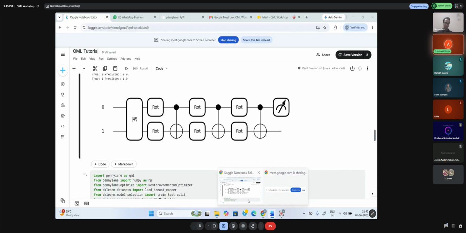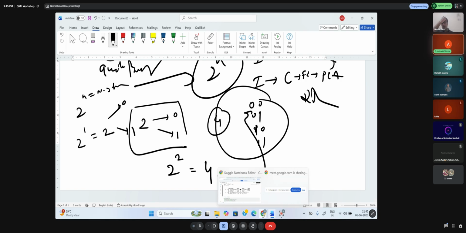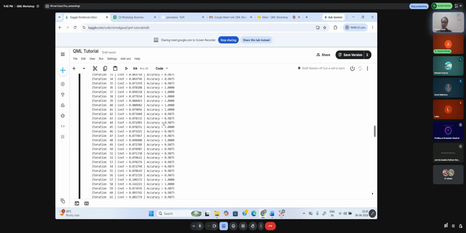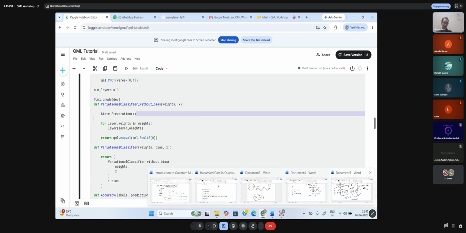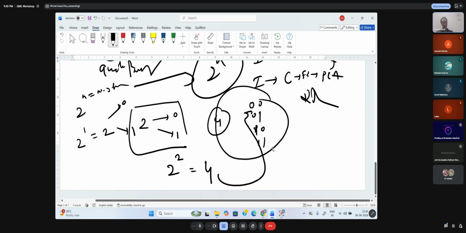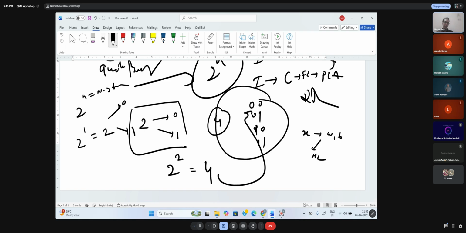Sir, what is the significance of state preparation? State preparation is there before adding layers. Before adding layers, we do have state preparation in that QML dot state amplitude. Now we need to define the parameters with x. x is an input, and we require the parameters weight and the bias, just like machine learning, because the tuning will be done for these parameters only. That is why it's saying state preparation.